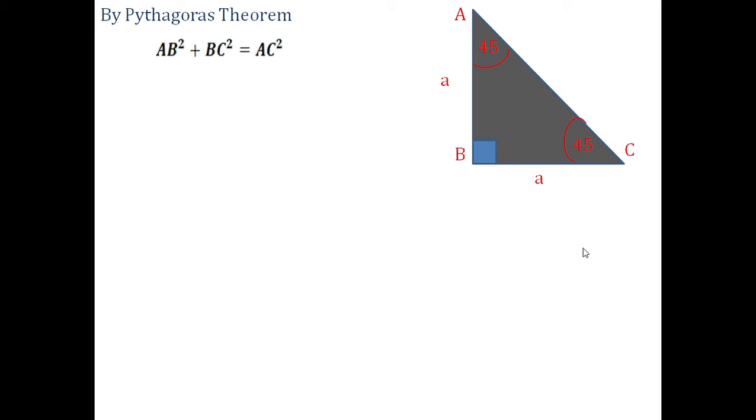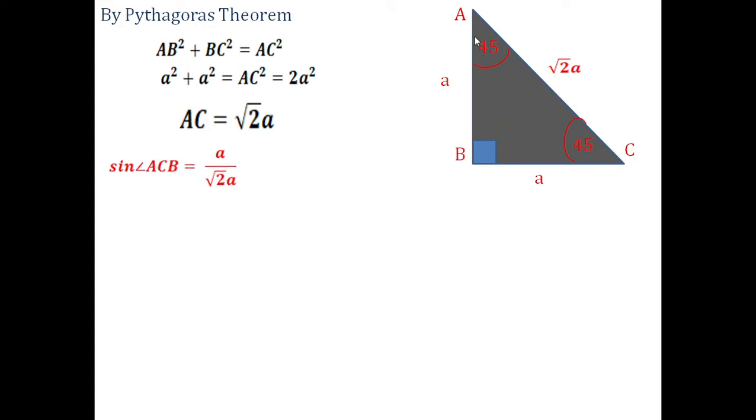So by applying Pythagoras theorem, we shall get AB square plus BC square equals to AC square, and we can put the values here for AB and BC, and we shall get AC square as 2A square, then AC will be root 2A. So here AC is root 2A. So let us find out sine 45 degree.